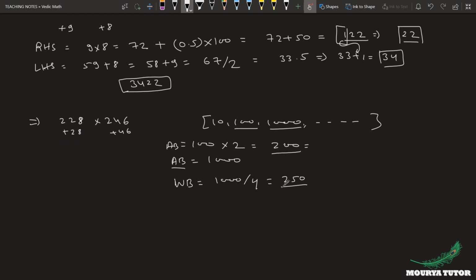Now just see, if you have the working base 250, then the differences will be minus 22 and minus 4, right? Now this multiplication we can do easily, correct? This multiplication we can do easily. Now let's find out the RHS. RHS will be minus 22 and minus 4, so you will get 88.